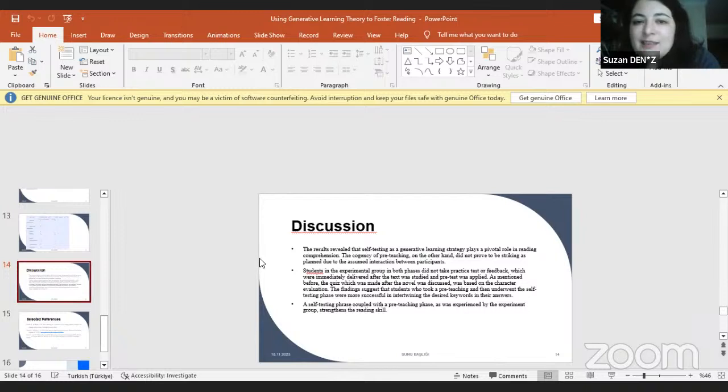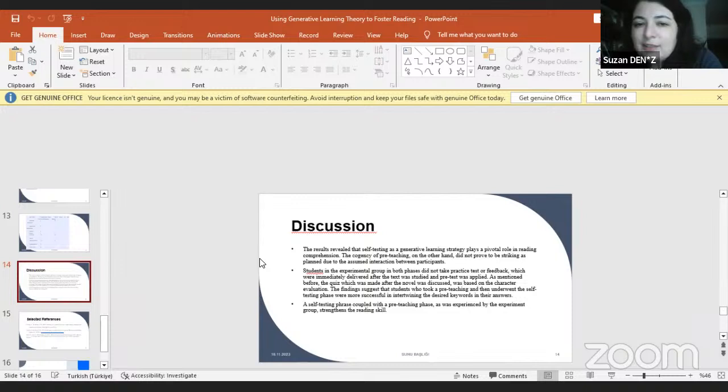The results revealed that self-testing as a generative learning strategy plays a pivotal role in reading comprehension. The cogency of pre-teaching, on the other hand, did not prove to be as striking as planned due to the assumed interaction between participants. Students in the experimental group in both phases didn't practice test roll feedback, which was immediately delivered after the text was studied and the pre-test was applied. As mentioned before, the quiz, which was made after the novel was discussed, was based on the character evaluation.